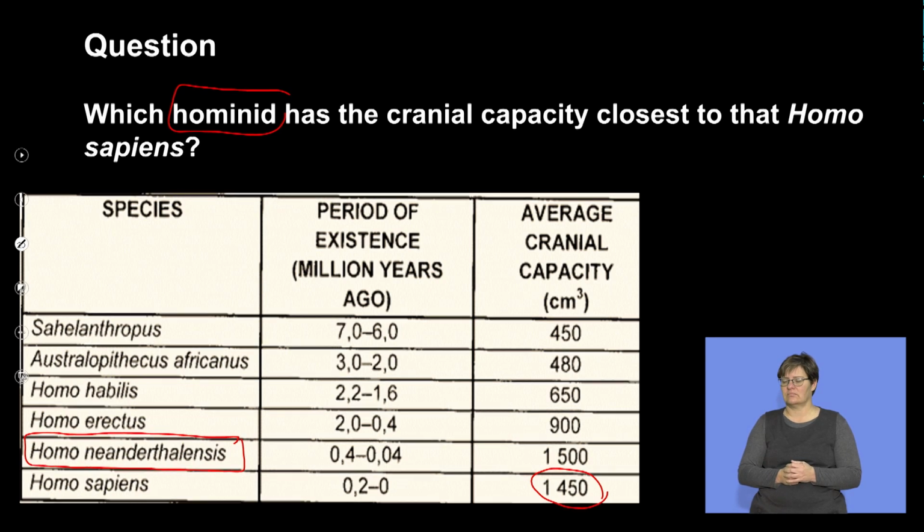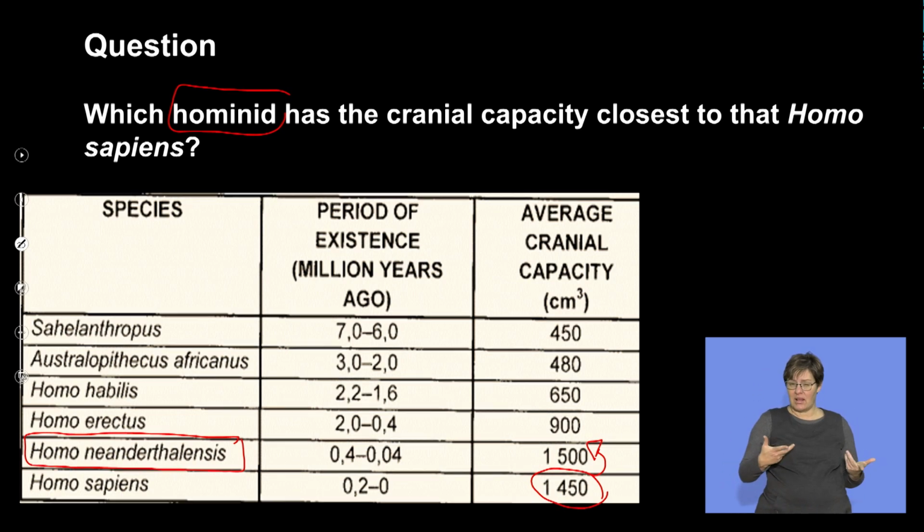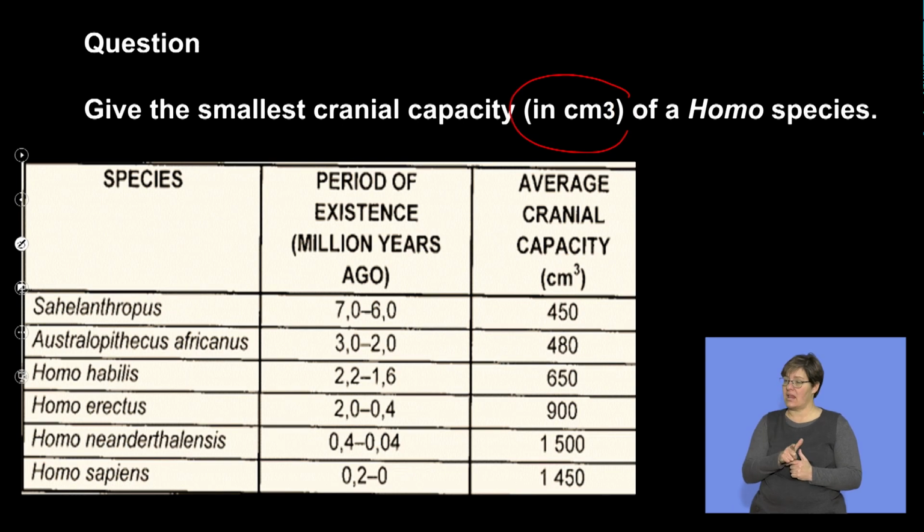So guys, there we go. Now have a look here. Homo sapiens, closest to the Homo sapiens. Did you notice over here, they've got bigger brains than ours? They actually were much bigger. But when it came to intelligence, funny enough, not so much. Okay, give the smallest cranial capacity, and it does tell you of a Homo species. So we look, those are out.